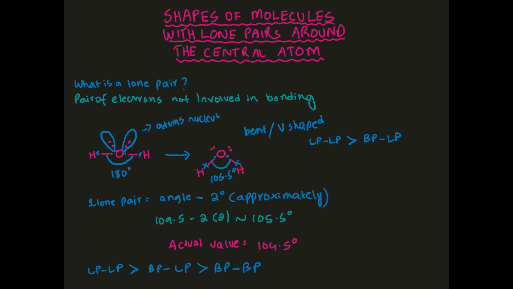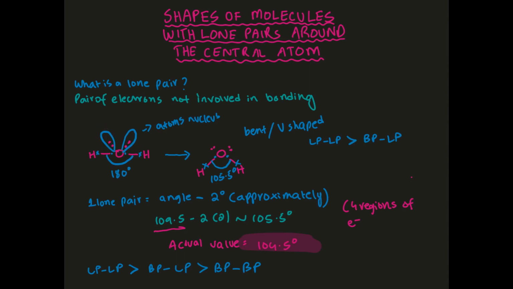Now the actual value in this case is going to be 104.5 degrees, which we're required to learn for our syllabus. And the reason why the angle decreases is because lone pair repulsion is going to be greater than lone pair bonding pair repulsion, and the bonding pair repulsion is going to be the least because the bonding pairs are also closer to the nucleus, so the repulsion between them is going to be lesser. And the reason why we used 109.5 was because in this case we have 4 regions of electron density. This is because over here there's one hydrogen, another hydrogen over here. So these hydrogens correspond to 2 regions of electron density, and the lone pairs are also going to classify as another region of electron density.